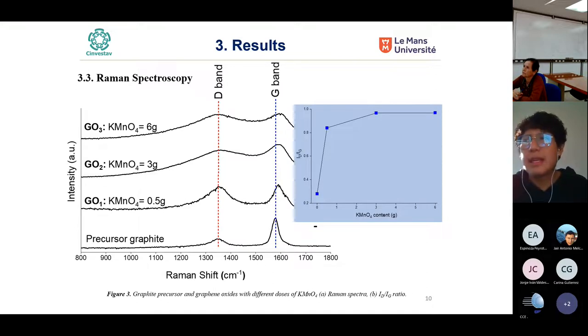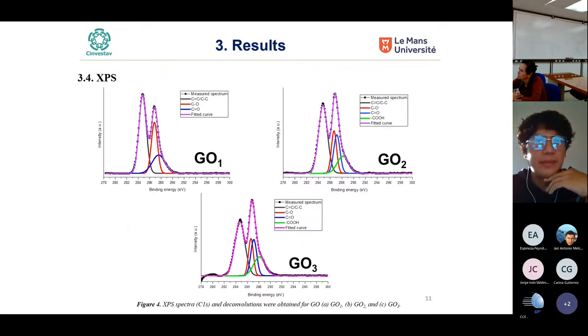Likewise, a change was observed in the G-band because of the incorporation of more oxygen groups: its intensity decreased and the signal broadened. At the same time, we can observe how the relation between the ID and IG bands increases, and this is because the different functional groups are taking more places in this structure.